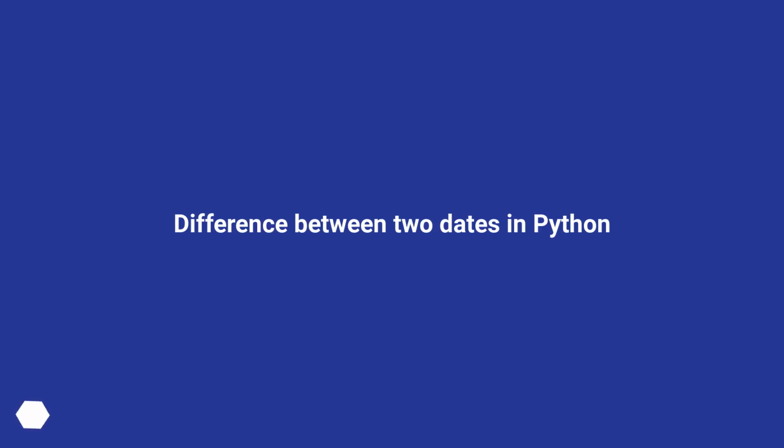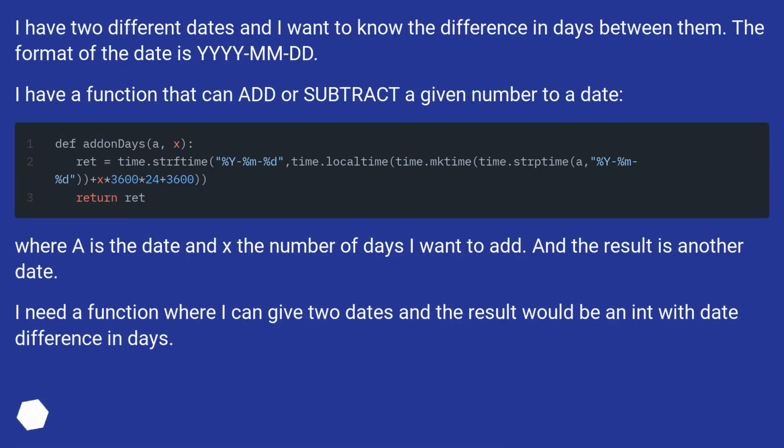Difference between two dates in Python. I have two different dates and I want to know the difference in days between them. The format of the date is yyyymmdd.